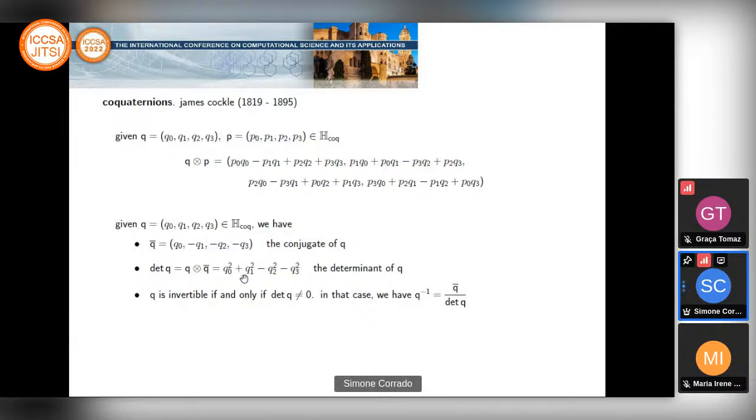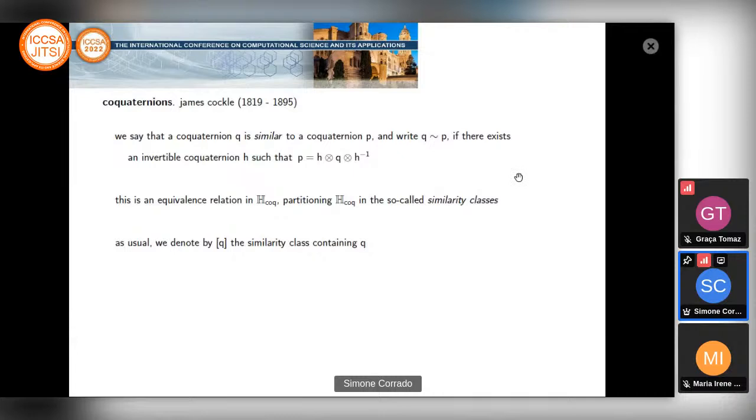We have the determinant of a coquaternion, and we just say that a coquaternion is invertible if and only if its determinant is non-zero. In that case, we can write the inverse of Q of that coquaternion as this ratio, and you can see why we have to. Okay, just some more technical detail.